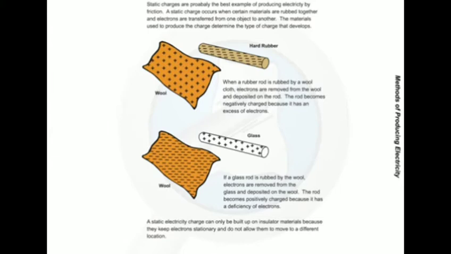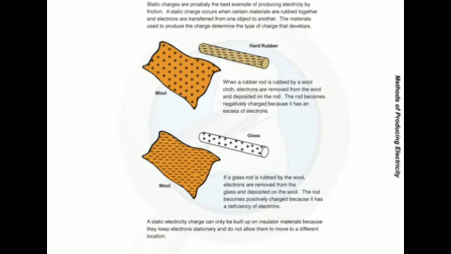When a rubber rod is rubbed by a wool cloth, electrons are removed from the wool and deposited on the rod. The rod becomes negatively charged because it has an excess of electrons. If a glass rod is rubbed by the wool, electrons are removed from the glass and deposited on the wool. The rod becomes positively charged because it has a deficiency of electrons.